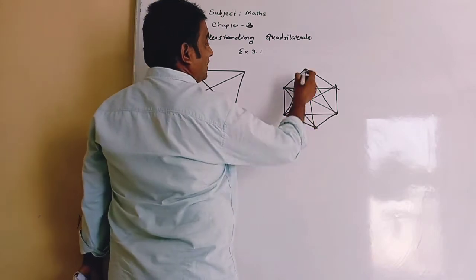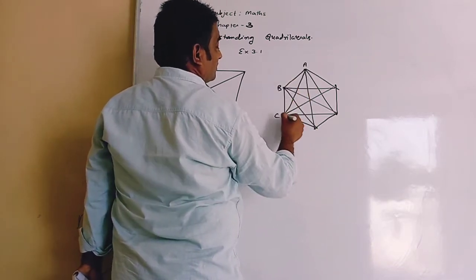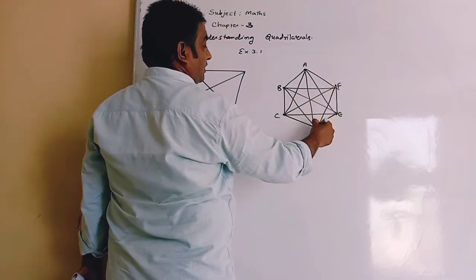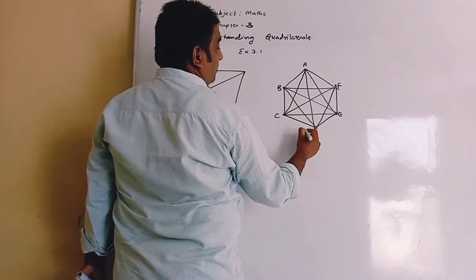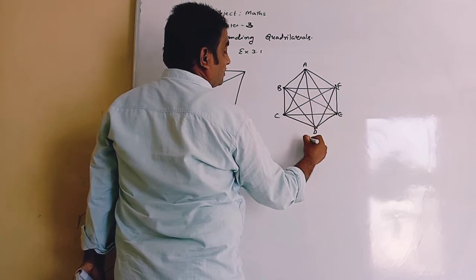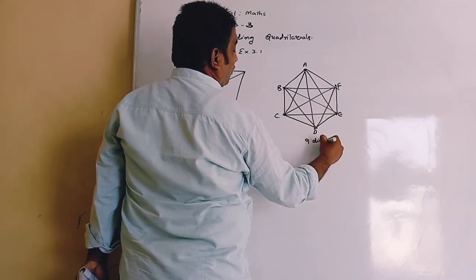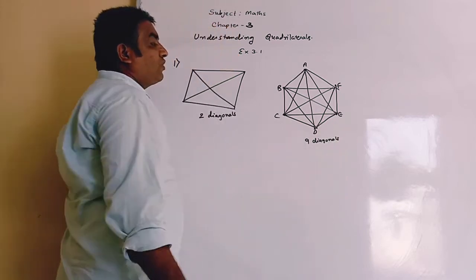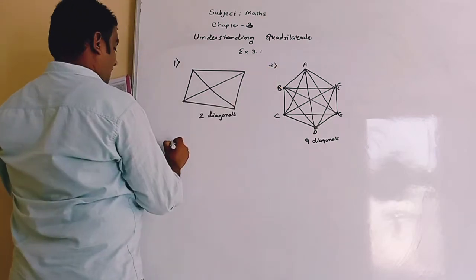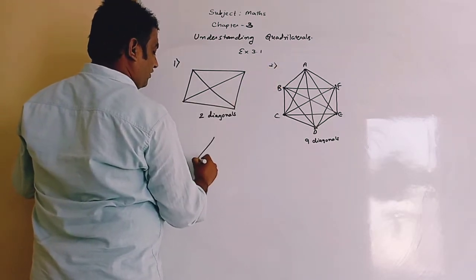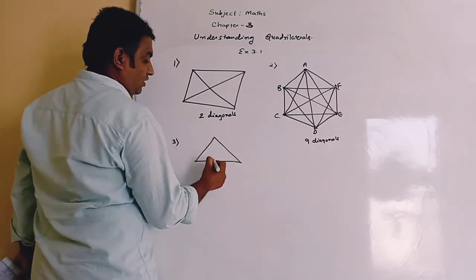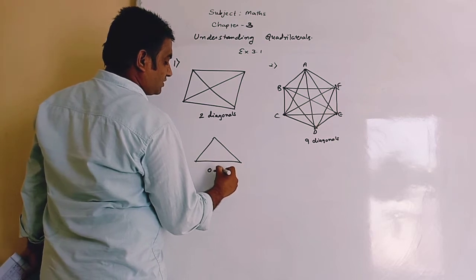From the D point, here from D we can draw only 3, but 1, 2 are already drawn, so the third one only, and so we can get 9 diagonals in the regular hexagon. Then the third question is there, in a triangle. In a triangle we have already discussed there are no non-consecutive points, and so it has no diagonals, so 0 diagonals.